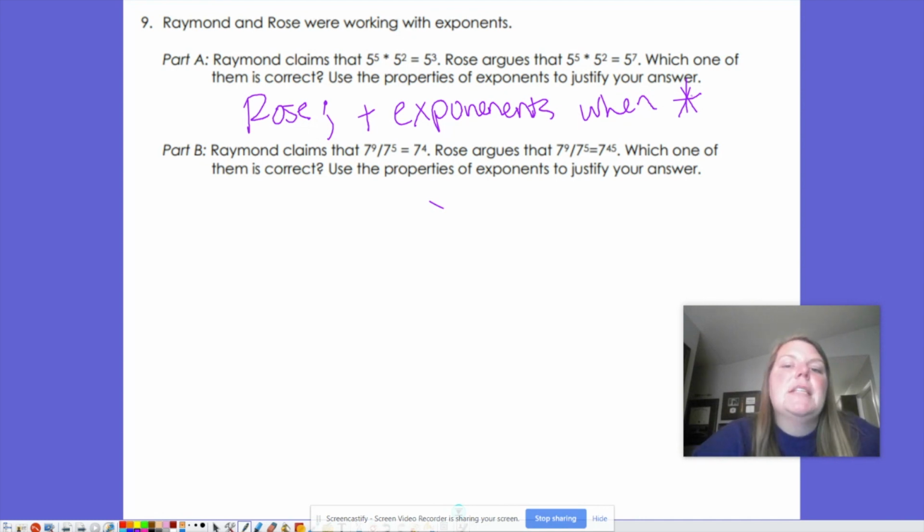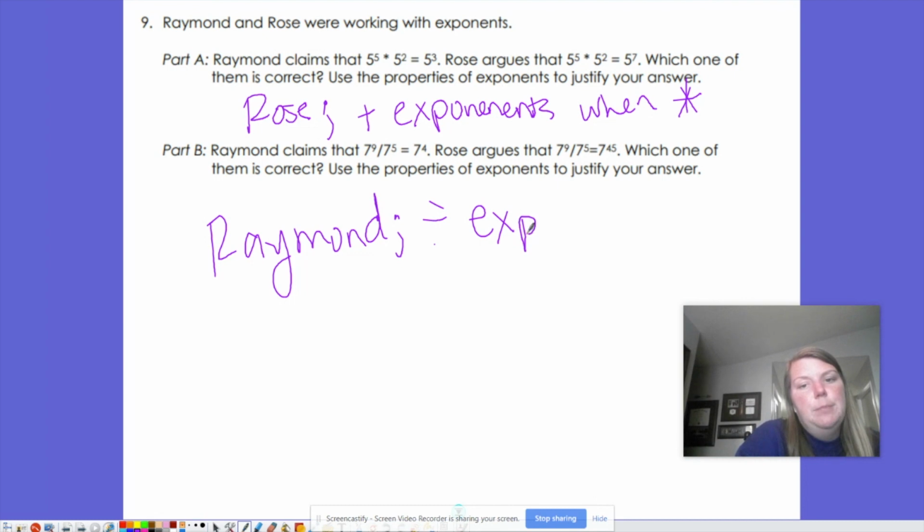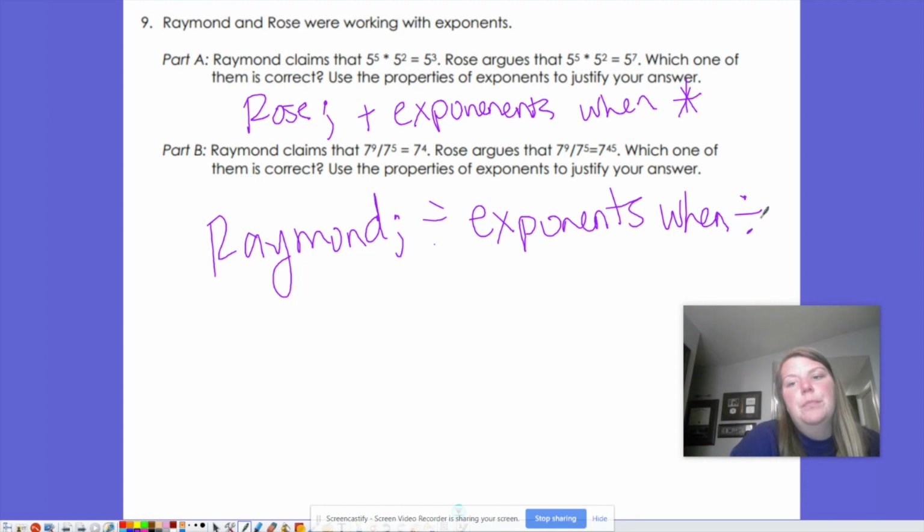And then part B is kind of the opposite. So Raymond claimed that 7 to the 9th divided by 7 to the 5th equals 7 to the 4th, and Rose argued 7 to the 9th divided by 7 to the 5th is 7 to the 45th. Which one of those is correct? Kind of the same reason. Raymond is correct, and that is because you want to subtract your exponents when you're doing the property of division.